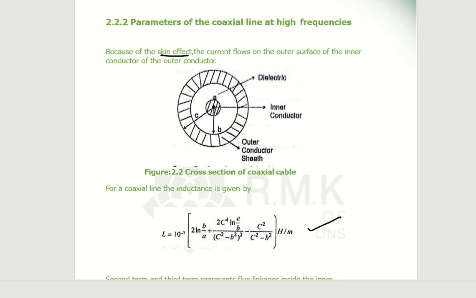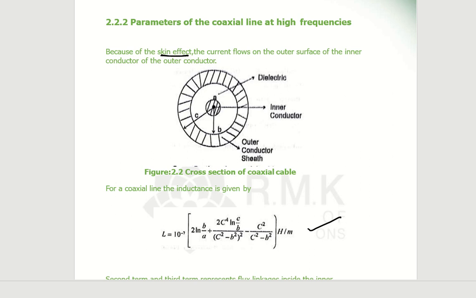While transmitting the signal, there is a chance of skin effect. The skin effect means the signal will be transmitted on the outer surface of the conductor, not on the inside of the conductor. Then we are going to see some formulas related to the coaxial cable.